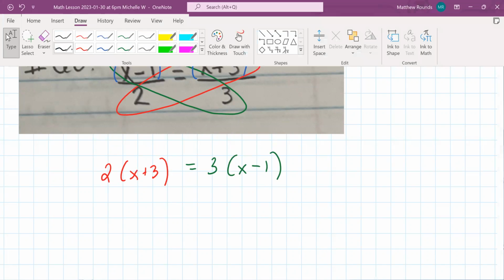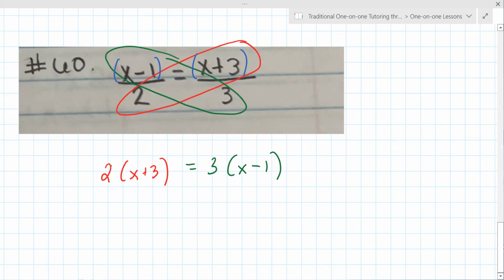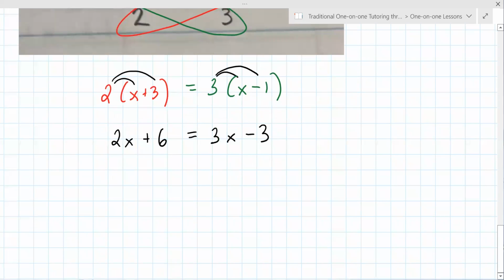Okay, so now, it's not that the 2 multiplies both terms. You have to distribute the 2 to both terms here. So 2x plus 6 equals 3 times both terms, 3x minus 3. Yes. Now you have a choice. You have to decide which direction you're going to move x.